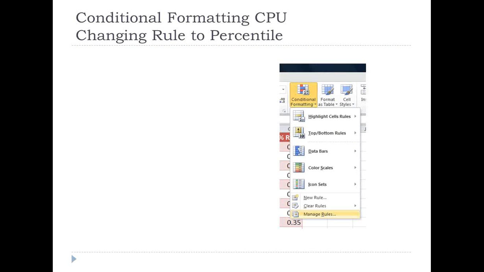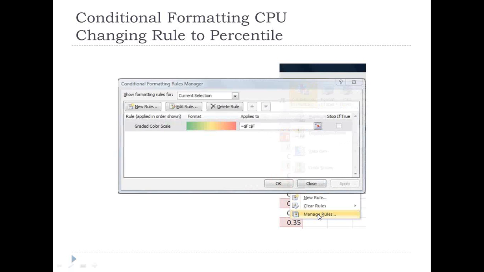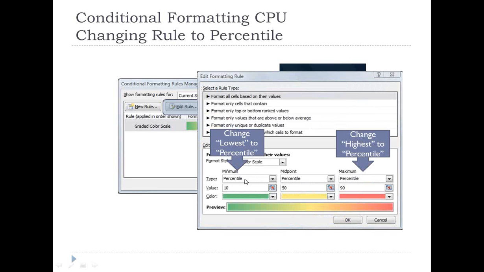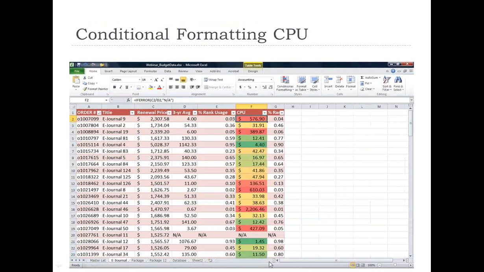So changing the rule to show the percentiles: conditional formatting, manage rules, edit rule, and you just change this minimum from lowest to percentile. It automatically fills this value in. Then you change the maximum from highest to percentile. Again, it automatically fills it in. You don't have to change it if you don't want to. And hit OK. And wow, there's a lot more reds here now. So that's just a visual way.